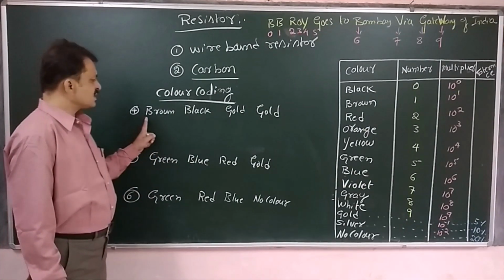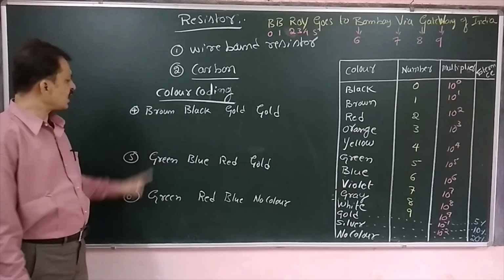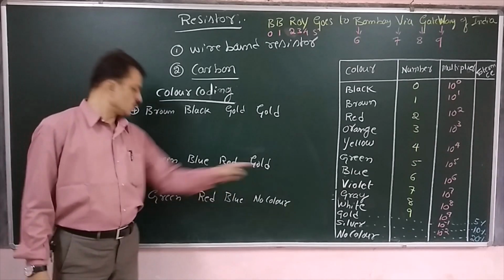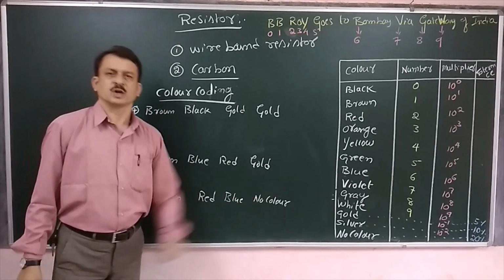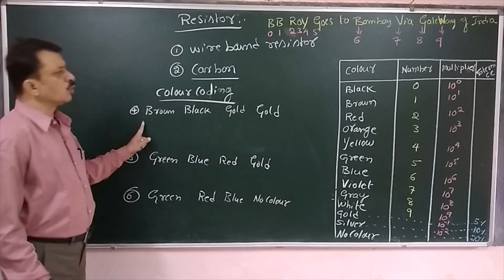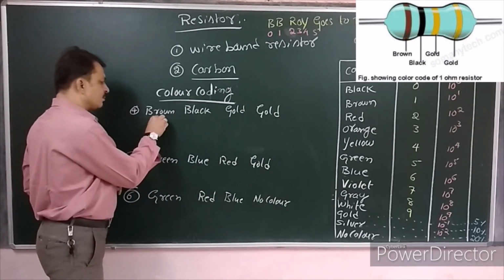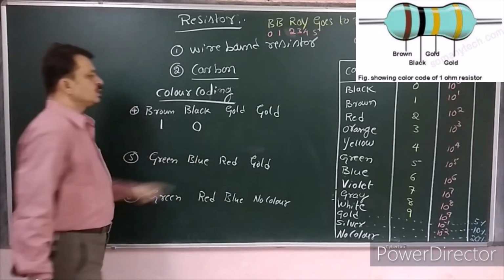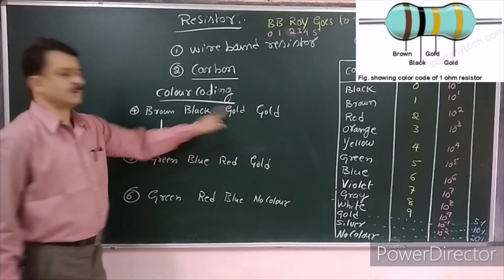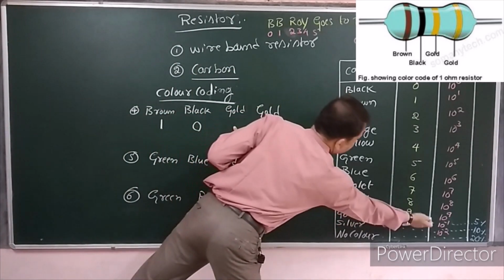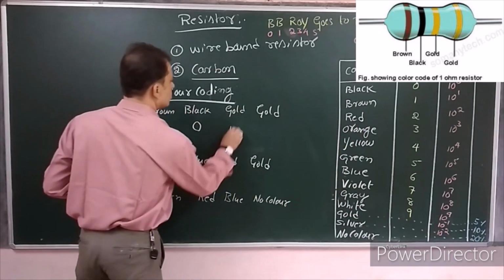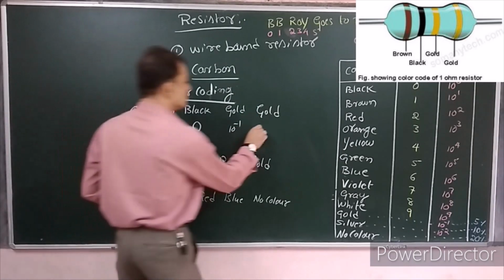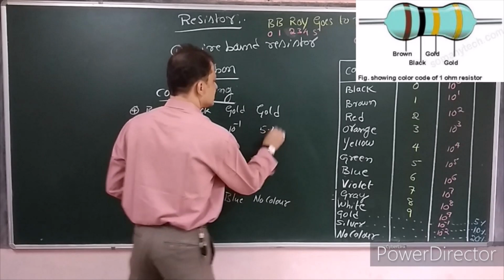Now we will find what is the value of these resistors which have the color coding brown, black, gold, gold; and green, blue, red, gold; and green, red, blue, no color. Okay, let me take the first one. Now brown. For brown, the first significant number is 1. Black, it is 0. Now third band, it is a decimal multiplier. Since it is gold, we have 10 to the power of minus 1. And the fourth band is also gold. Its tolerance is 5%.